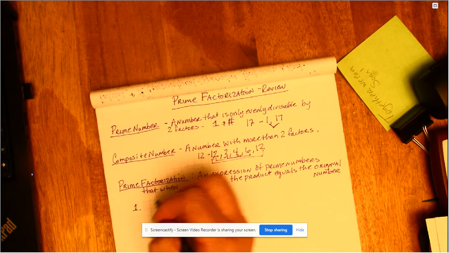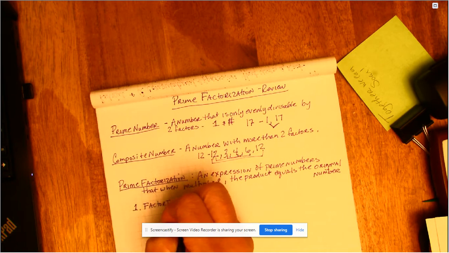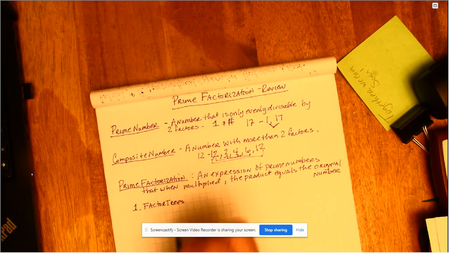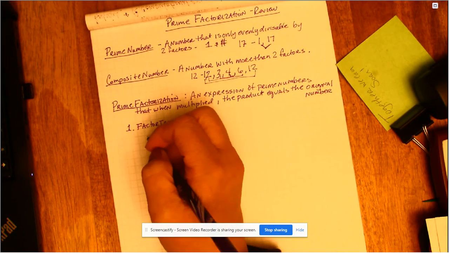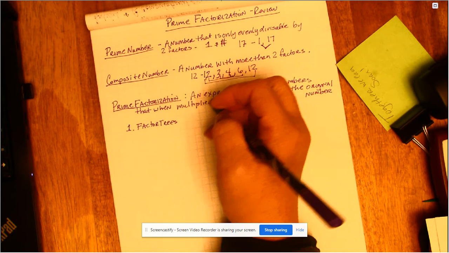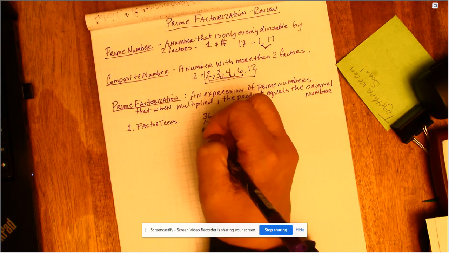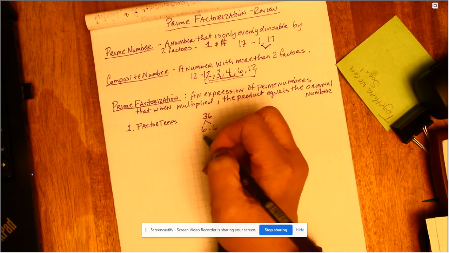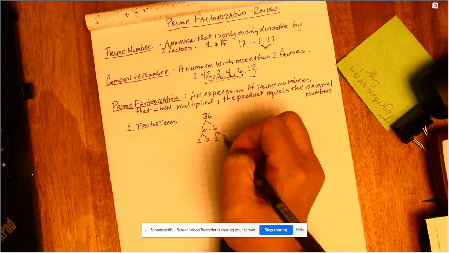One is factor trees. Okay. And that's what you learned about in 6th grade. You learned how to do a factor tree, where you would say, well, 36. Well, 36 can be 6 times 6, and the 6's can be 2 times 3, and 2 times 3.